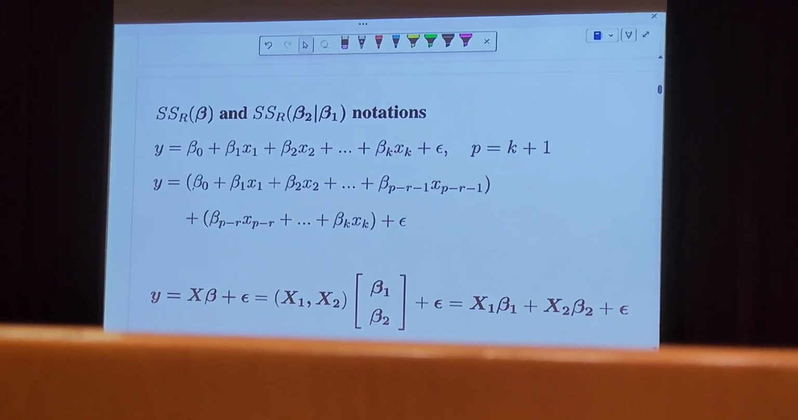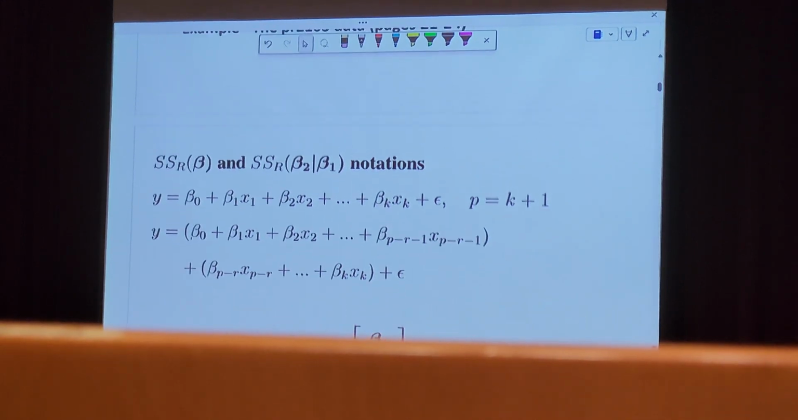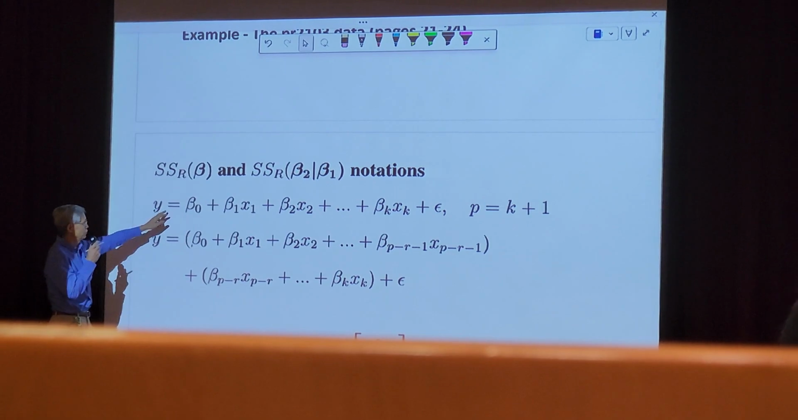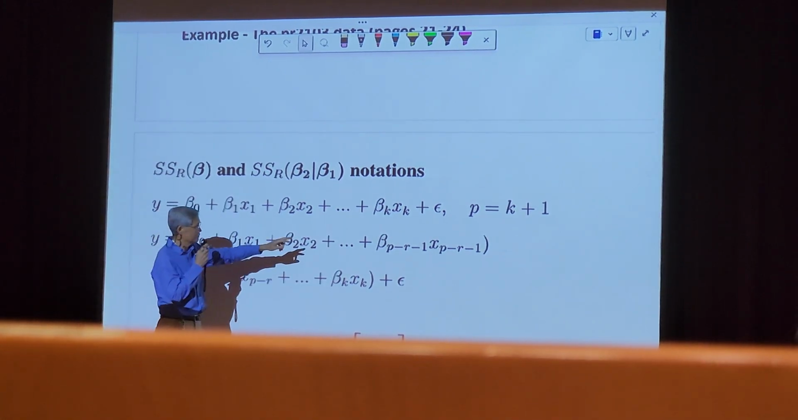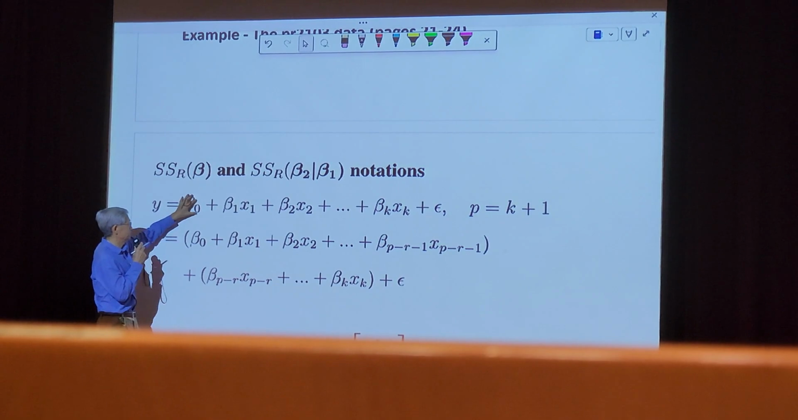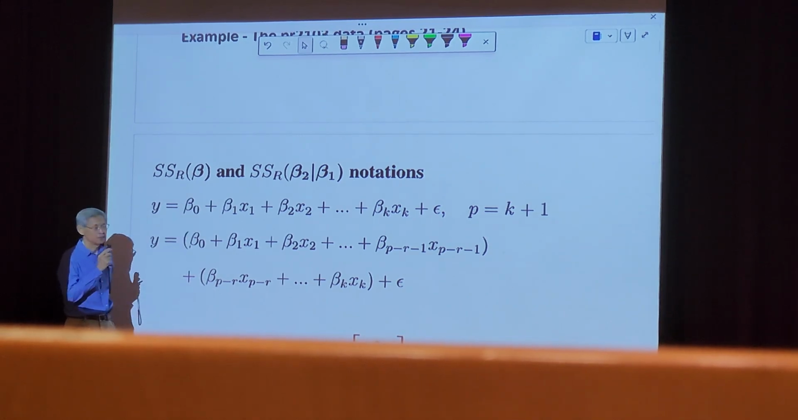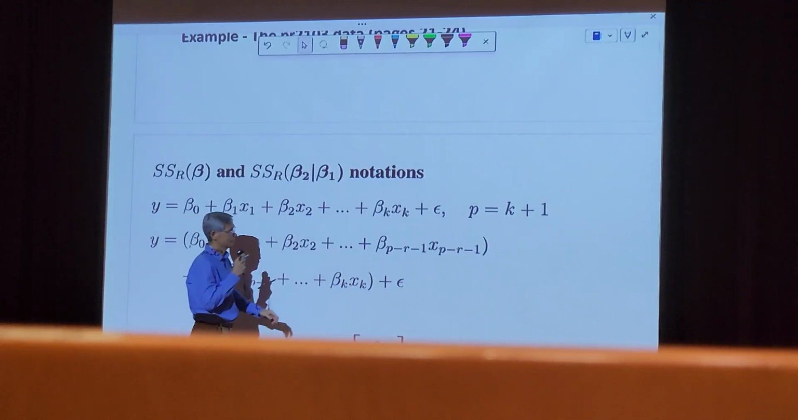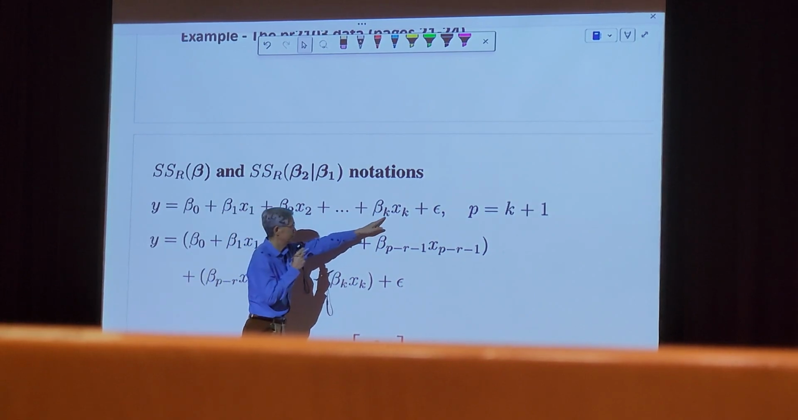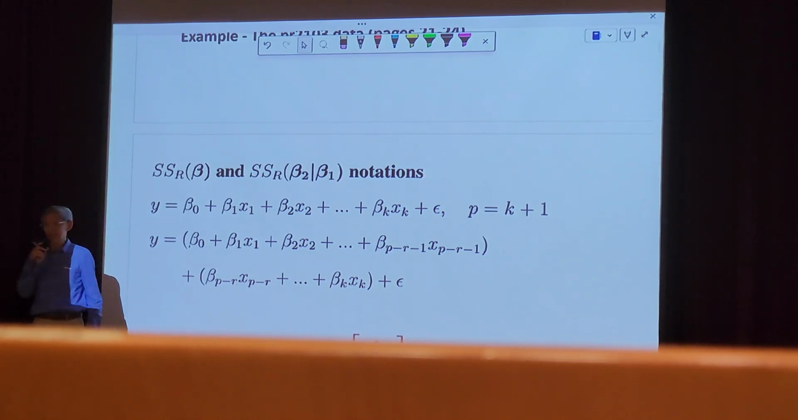So, what I have here is a multiple linear regression model. Response, and then there are regressor variables. And there is this intercept beta naught. Now, p is k plus 1. p is the total number of regression coefficients, k of them plus 1. So p is k plus 1.